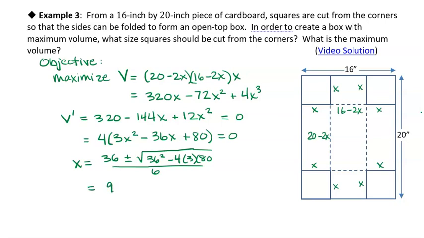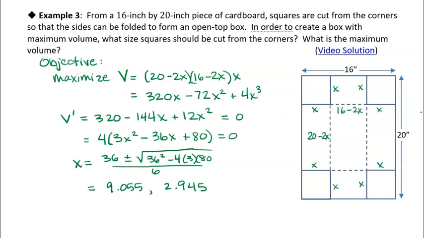I get 9.055 and I get 2.945. Okay, so those are my 2 answers. Those are my side lengths. Now let's think about this because remember, this x represents the side length of the squares that I'm cutting out.